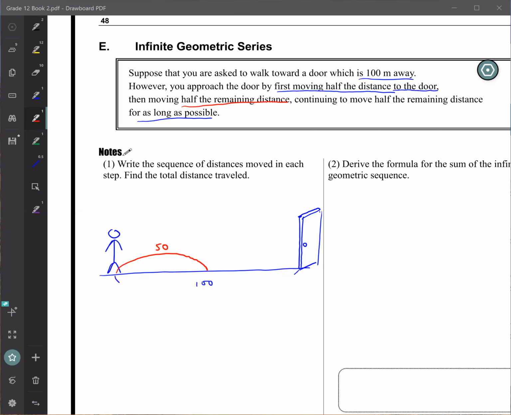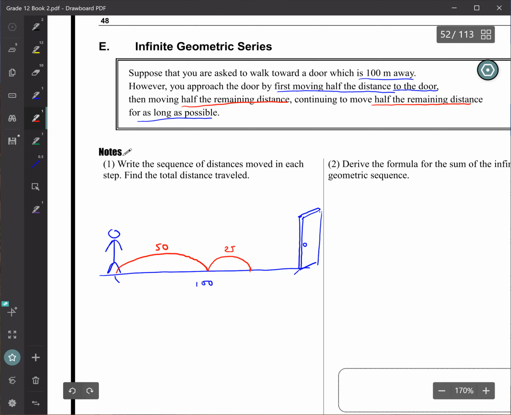50. 50 again? Then we'll be at the door already. Right? Is that what it says? Oh, no. First, it moved half the distance to the door, so 50, right? 25. Yeah, okay. Because the remaining is 50, but you only want to move half of it, right? Half of the 50 is 25, okay? So you still have another half, right? And I continue to do the same thing, right? Continue to move half the remaining distance again, over and over, okay?